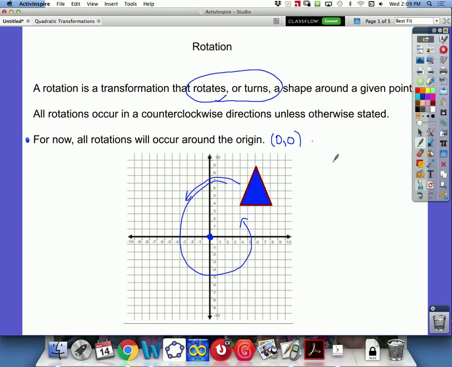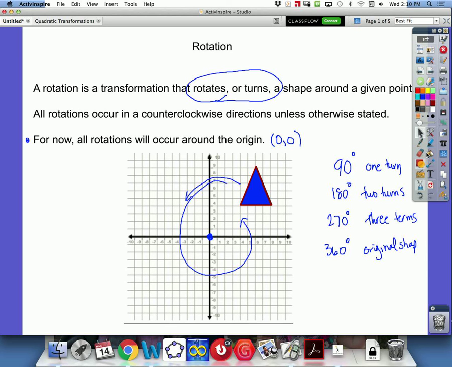Now when you rotate, for now, you're only going to be rotating 90 degrees, and that's going to be one turn. 180 degrees, which is two turns. 270 degrees, which is three turns. And if you go all the way 360 degrees, that takes you back to the original shape.